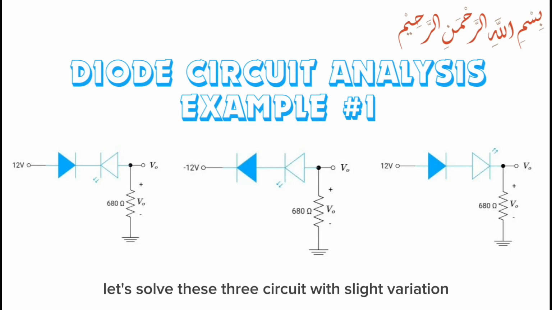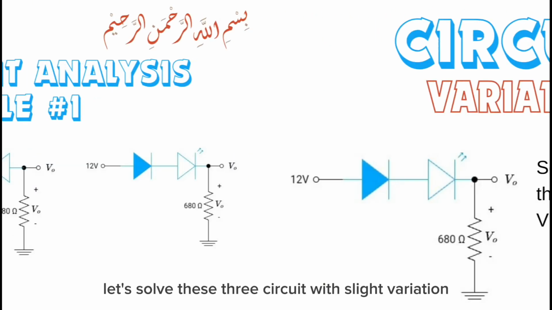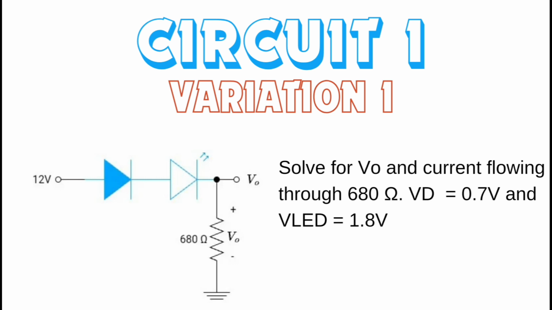Bismillahirrahmanirrahim. Let's solve these three circuits with slight variations. Solve for V0. This is variation 1 and we will solve for V0.